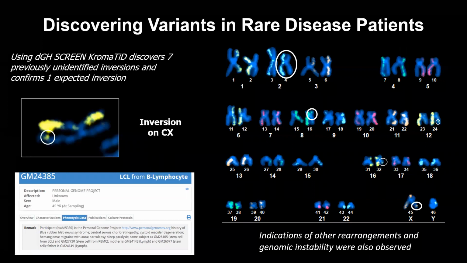For example, we are studying the GM24385 cell line from Coriell, which is the source of the genome in a bottle DNA that is so widely used for qualifying sequencing techniques. So in this most sequenced genome in the world, we have discovered a number of previously unidentified rearrangements, as well as confirmed a known rearrangement.